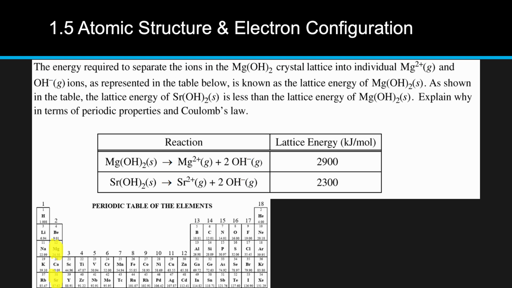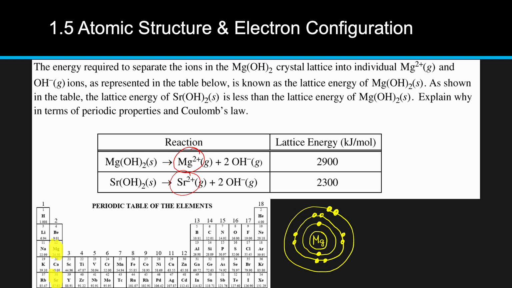So I highlighted magnesium and strontium on the periodic table. The reason we're looking at those specifically is because the only other substance in these two compounds is going to be hydroxide. So since they're both the same, we're specifically looking at magnesium and strontium. Now, if you look at the reaction, both of them have a 2+ ion. So if we're thinking about Coulomb's law, the first thing you should think about is charge. Well, the charge is the same, so we're not using that to explain why the lattice energy of magnesium hydroxide is higher. So what we're looking at specifically is distance.